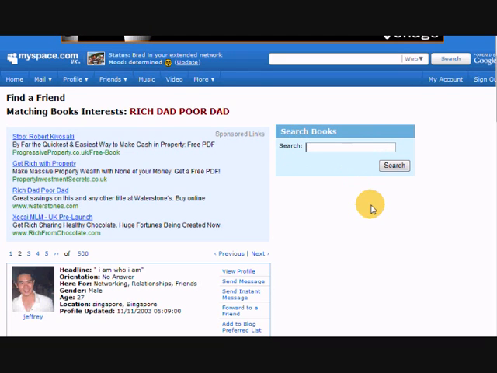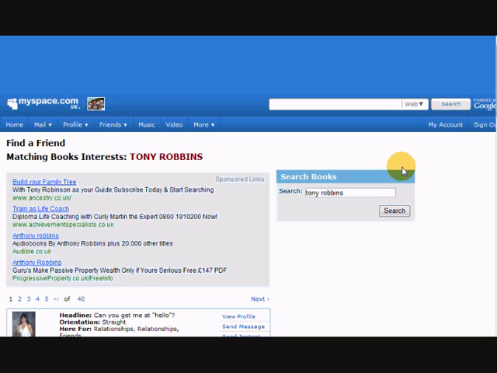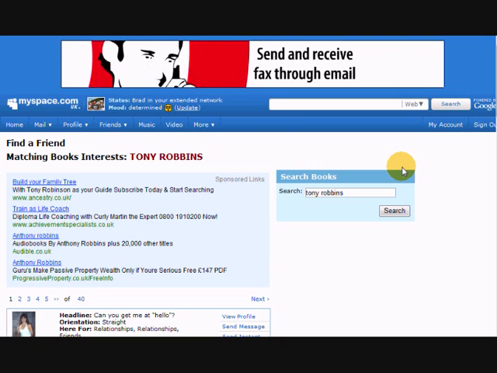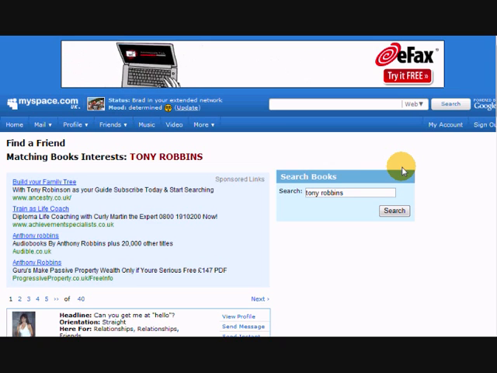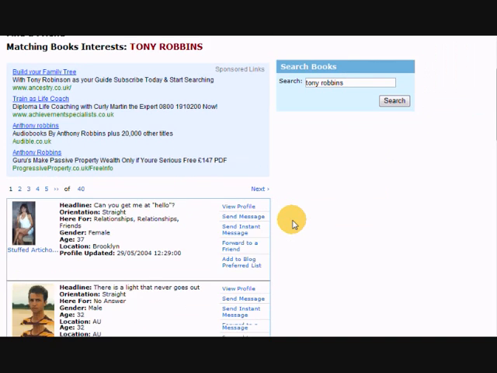Let's say books by Tony Robbins, personal development guru. People that are into personal development are going to be hot prospects for having a look at our home-based business. And they're into success, they're into achievement, they're into empowerment. So that all goes hand in hand with home-based businesses, multi-level marketing and direct sales.